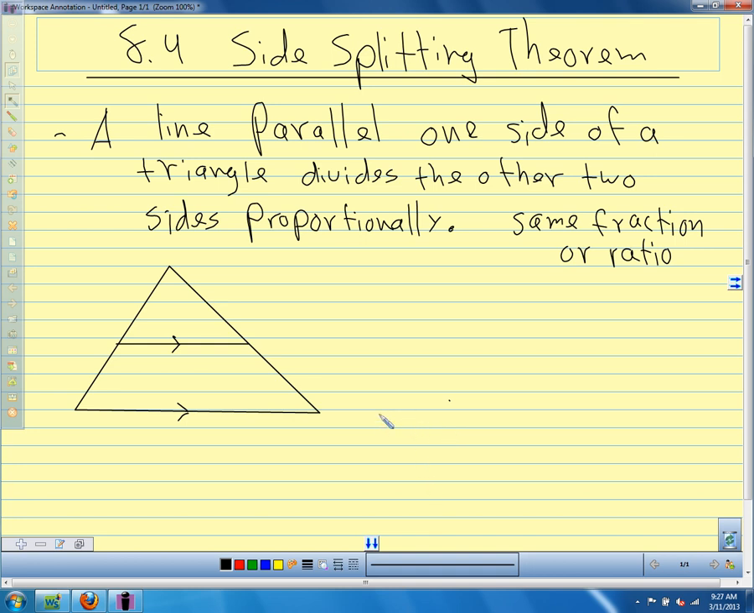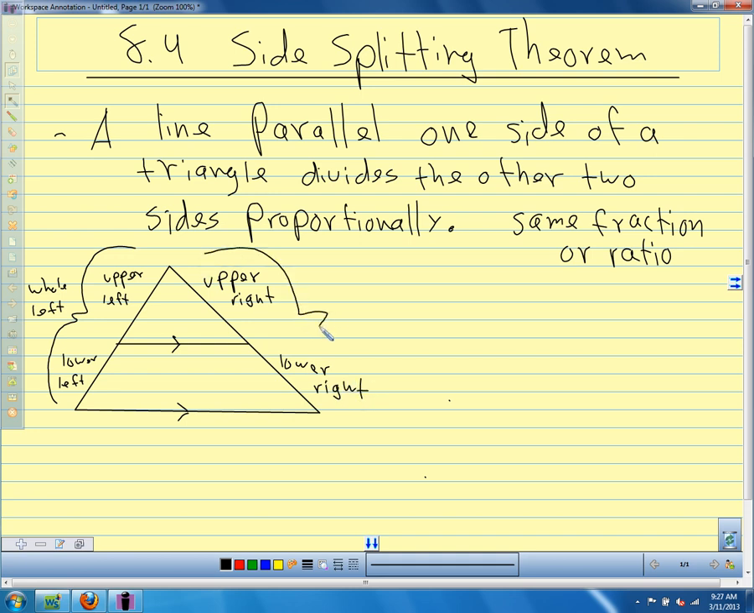So I'm going to label the parts of the other two sides. I'm going to call this the upper left, lower left, and we'll call this the whole left. And I'll do the same thing on this side, upper right, lower right, and that side is the whole right.